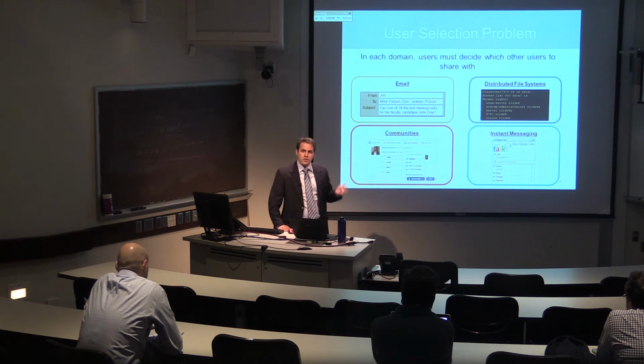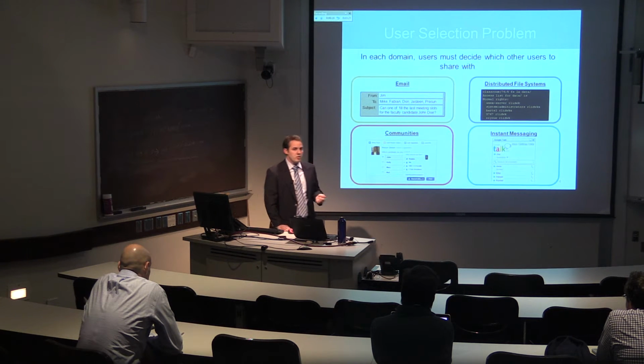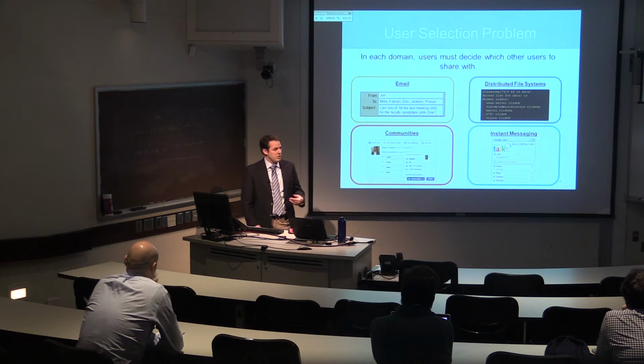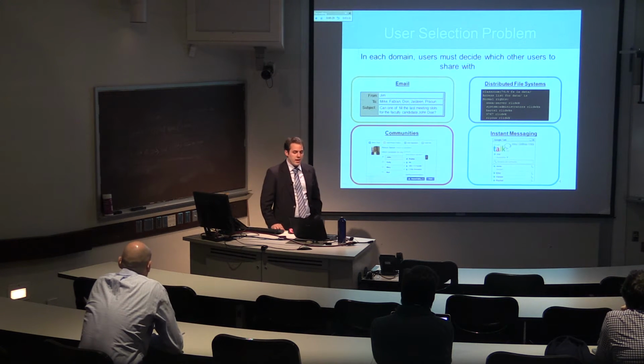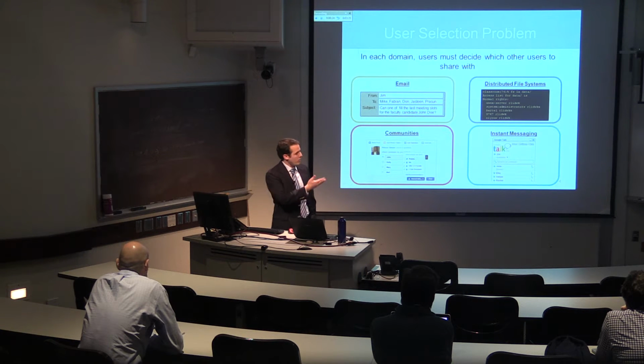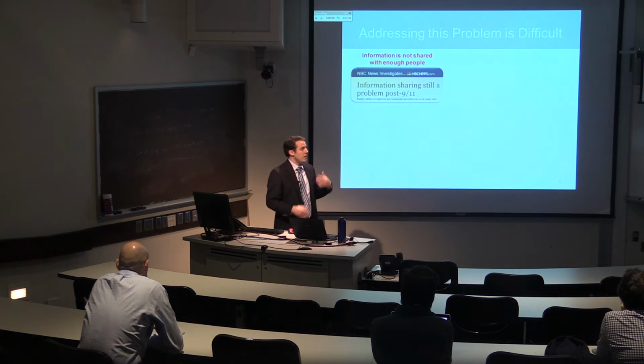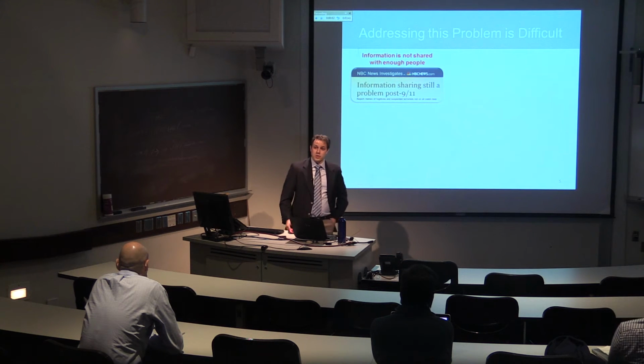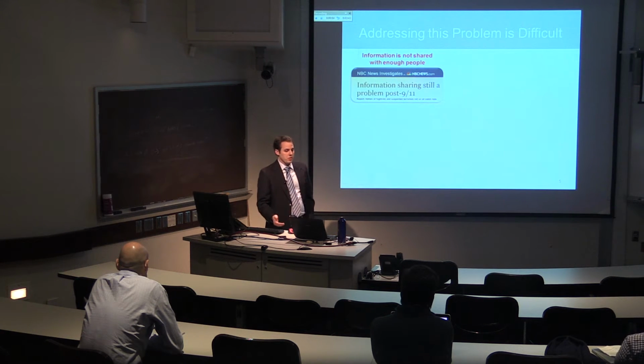In email, this is done by specifying recipients of some message. In distributed file systems, this may be done by specifying rights for shared objects. In communities, you may do this by specifying privacy rights for shared posts. And in instant messaging, you may do this by selecting contacts from a set of contacts to send some instant message. And as certain well-publicized examples have shown, addressing this problem is difficult.